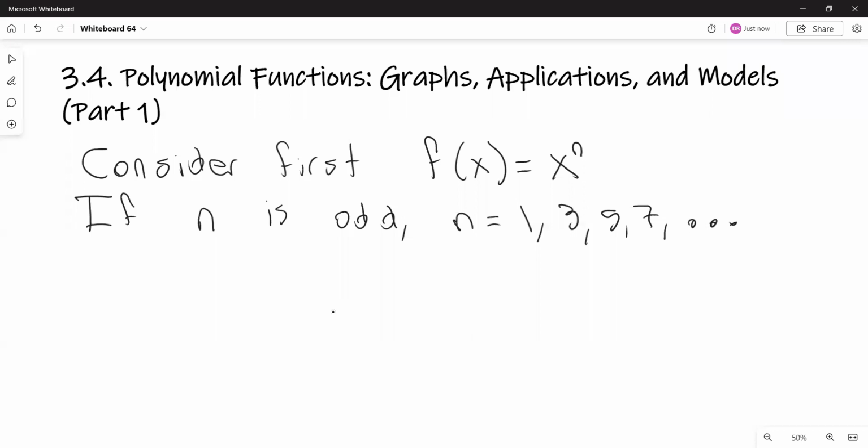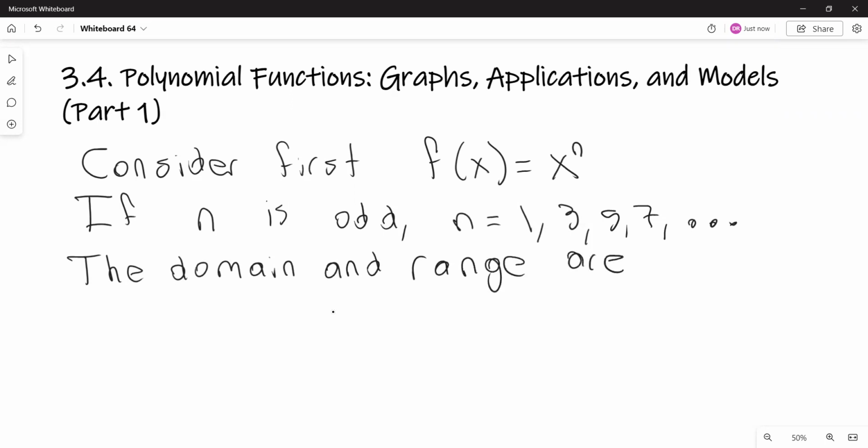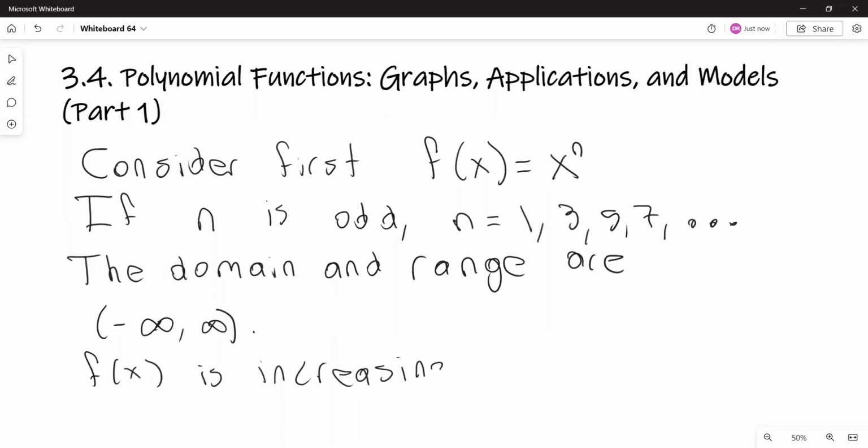Okay, so if n is odd, the domain and range are both all real numbers. And the function is increasing over its entire domain.